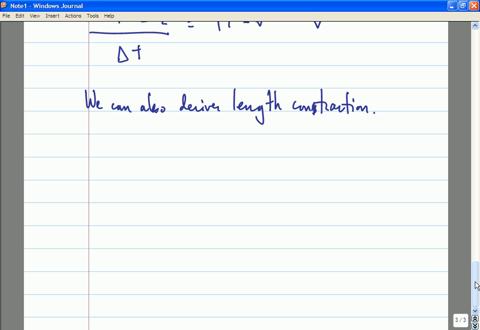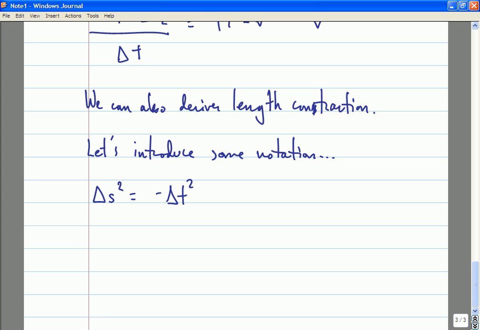So, what I would like to do is introduce some notation to accommodate my own laziness. So, the invariant interval that we have been considering is the sum of four terms, minus delta t squared plus delta x1 squared plus delta x2 squared plus delta x3 squared.